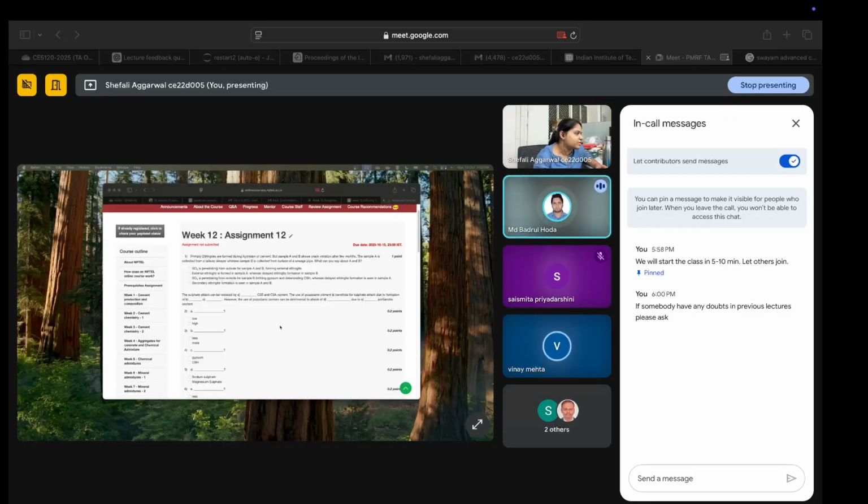But again, CSH will not be related to your sulfate attack. When we are talking about sulfate attack, we prefer the gypsum part. That's why. Okay, okay, ma'am.